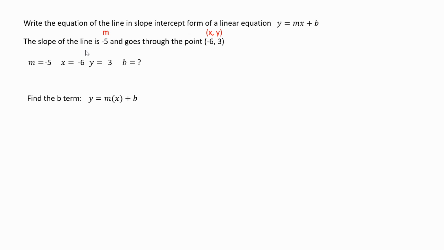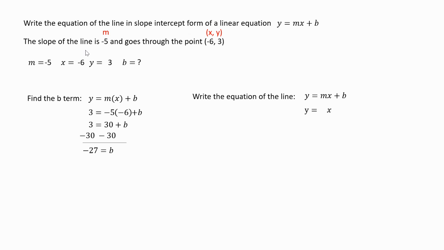So same thing, I'm going to plug everything into the equation and solve for the unknown. The unknown in this case is going to be b. So I'll plug in for the y, I'll plug in for the m, and I'll plug in for the x. I'm going to find my b. So -5 times -6 is 30. I'll subtract 30 from both sides. And then I get b equals -27. That's where it crosses the y-axis. The y-intercept is our b value. So come over here, plug in the m and the b, and I'll be all done. So the m is still -5, and the y-intercept is -27.